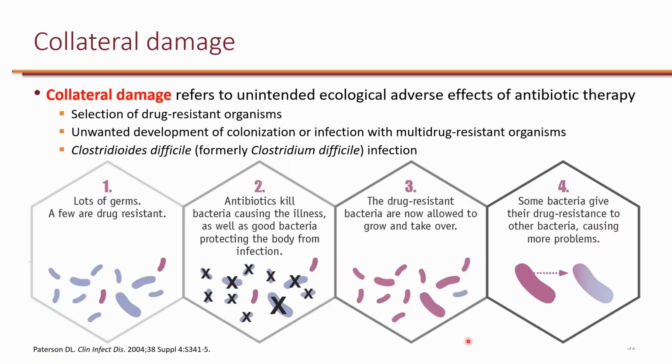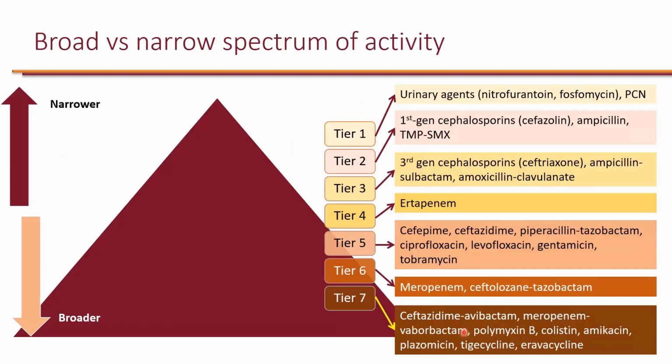This selective pressure is greatest with broadest antibiotics, and the risk is lowest with narrowest antibiotics. So therefore it is important to keep that in mind, and when we select antimicrobial agents for our patients, to choose the narrowest possible option. This chart here is one way of thinking of broad versus narrow spectrum of activity. And this broad versus narrow is specifically based on the propensity of these antibiotics to cause collateral damage.